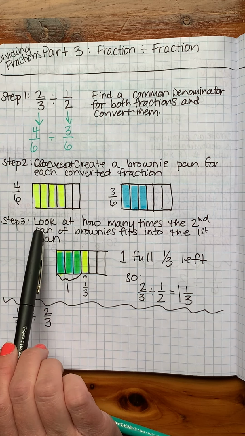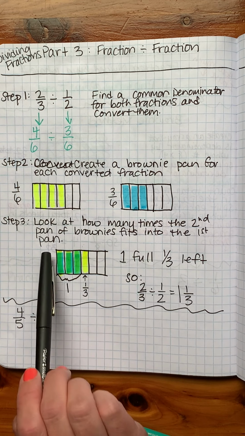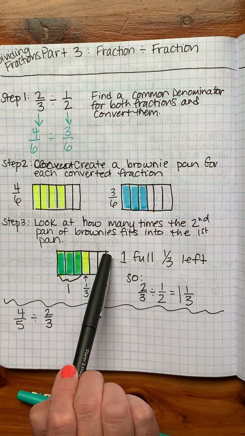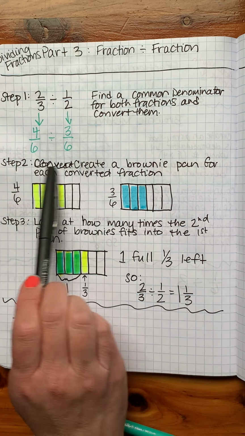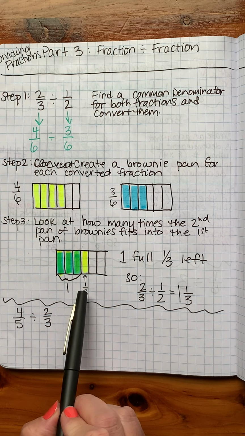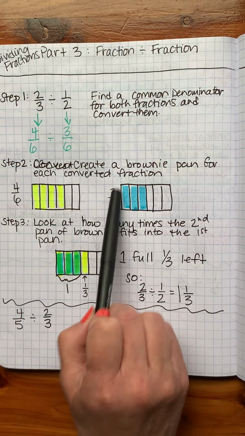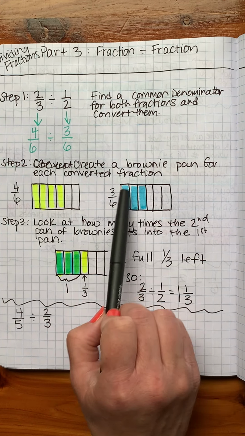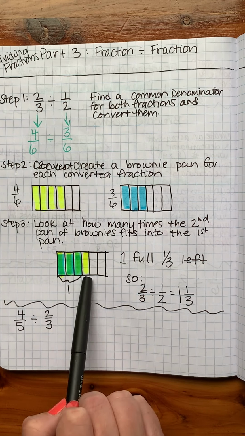So what I did was I said step 3 was to look at how many times the second pan of brownies fits into the first pan. So I drew a pan of brownies again. I started by highlighting the pan with the larger amount, the amount that's going to get divided. And then I took my blue highlighter and highlighted the amount that represents the 3/6, and I overlapped over here on top.